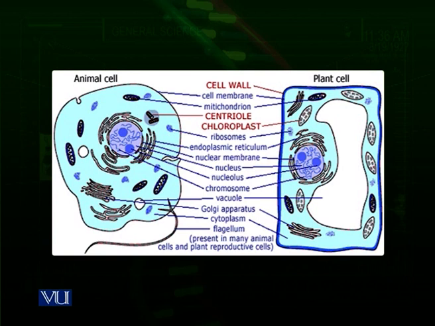Both of these cells, animal and plant, have mitochondria, many mitochondria, which we know are the powerhouse of the cell, and they produce energy in the form of ATP for the cells. Both of these have ribosomes, which produce the proteins for these cells. Both of these cells have endoplasmic reticulum, which modifies the proteins, and particularly in the three-dimensional structure of proteins, they play a good role. Both of these cells have Golgi bodies or the Golgi complex.